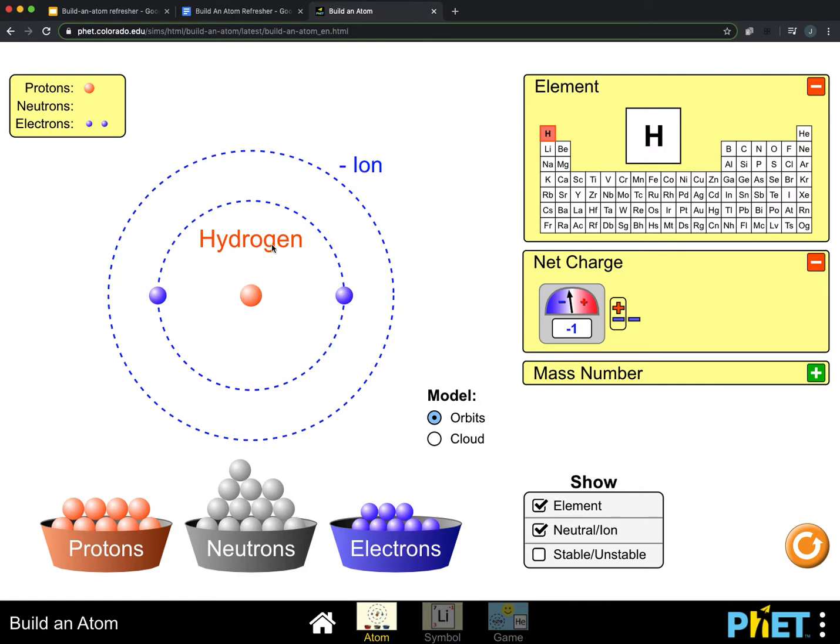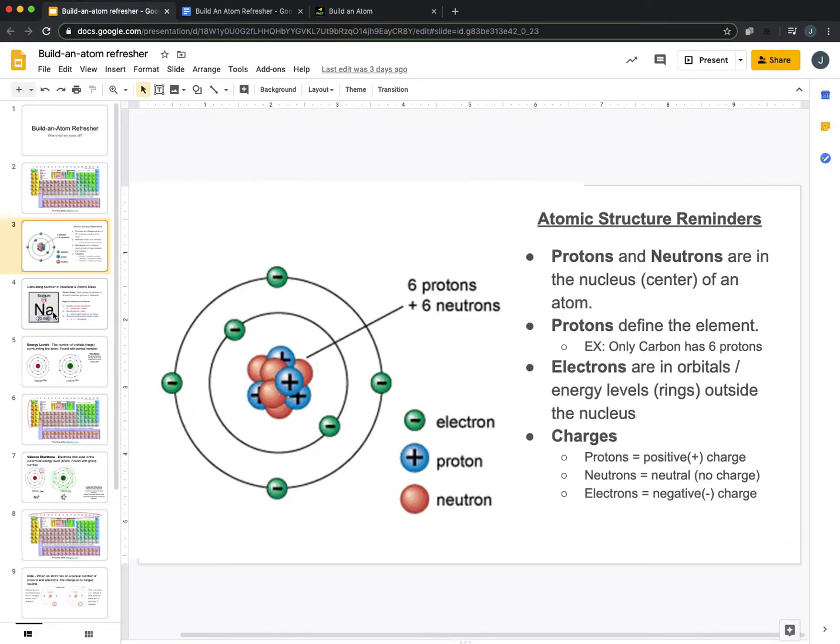neutral, it's hydrogen with a -1 charge. I've changed the element by changing the number of protons in the nucleus, and I've changed the charge from neutral to negative because now I have a different number of protons and electrons. The two are not equal. So therefore, it has to have either a positive or a negative charge if the number of protons and electrons are not even. So that's really important that you guys have that down.